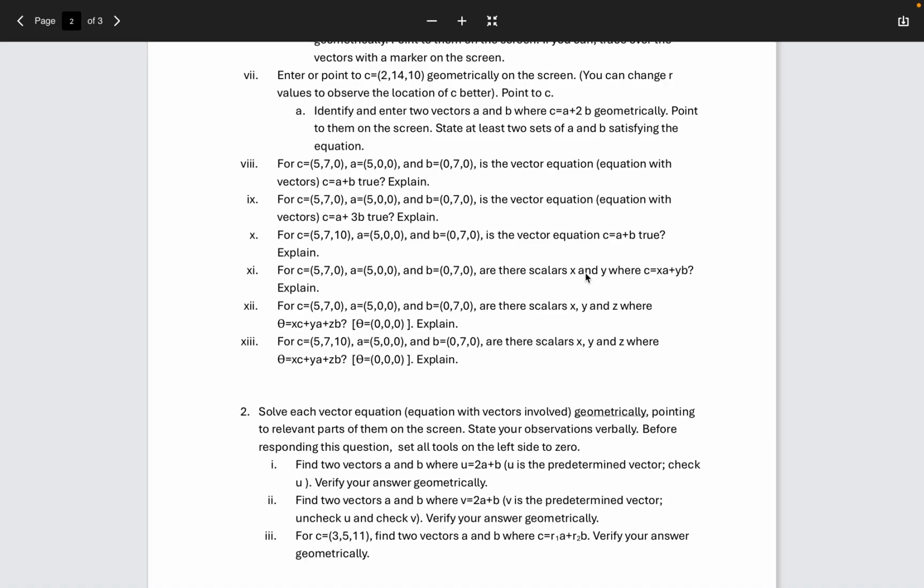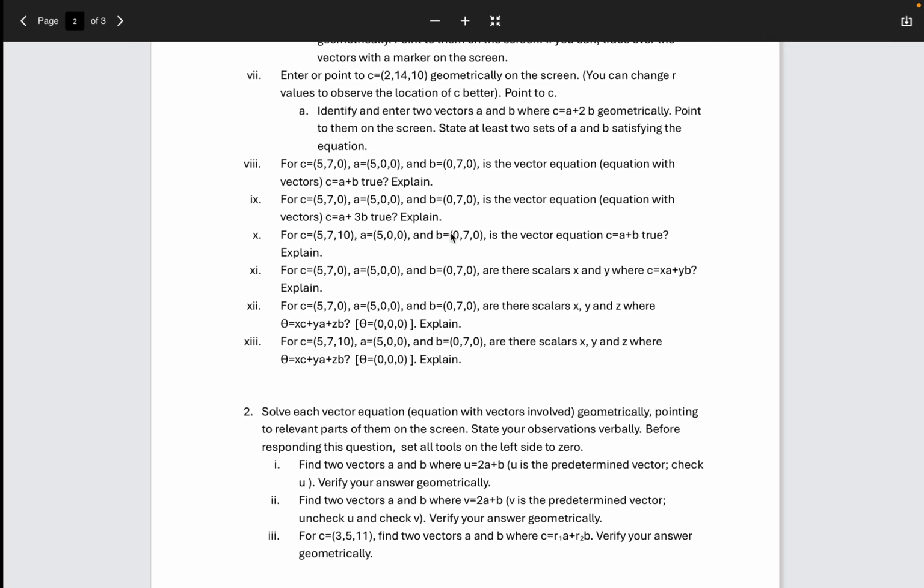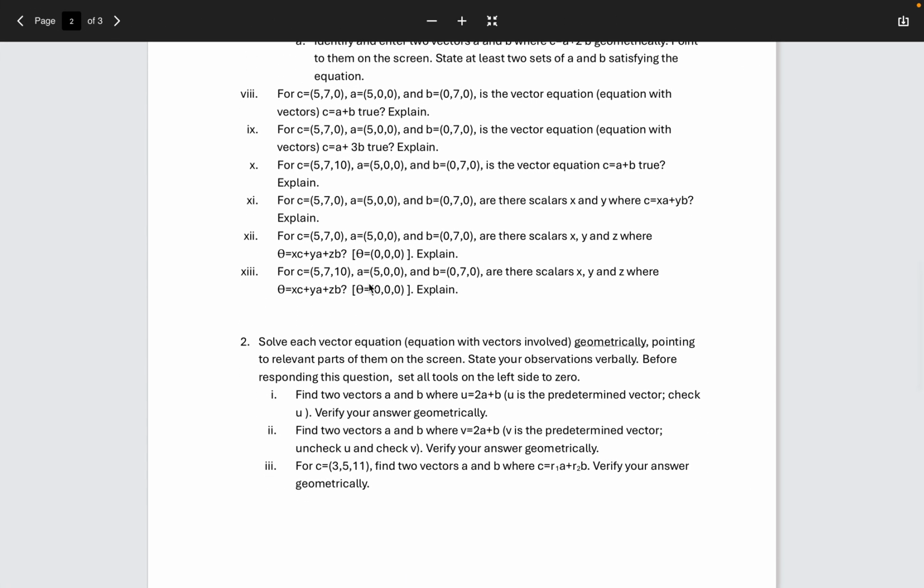So 5, 7, and the scalars. Yes. So the scalars x and y, where c is equal to x times a and y times b, this can be the scalars for it, since our a vector is in the x axis and our b vector is in the y axis. Next up is for c, 5, 7, 0. We have a 5, 0, 7. The scalars x, y, and z where it's equal to 0. Yes, this can also be equal to 0, oh, I'm sorry.